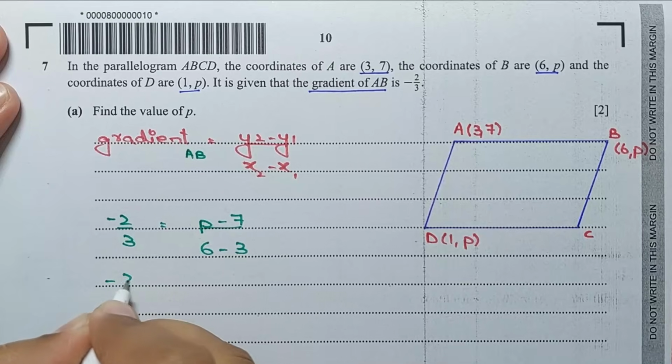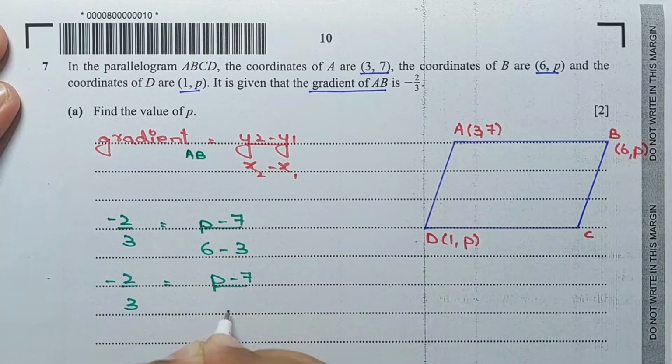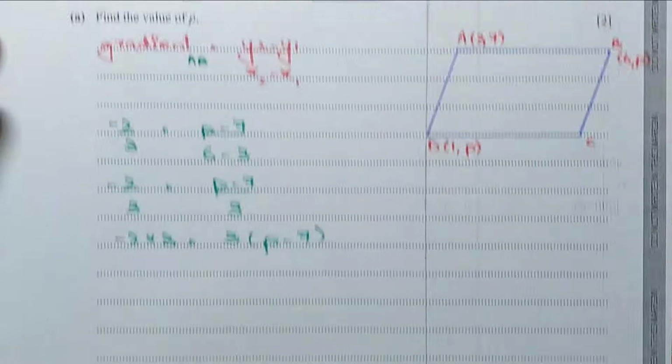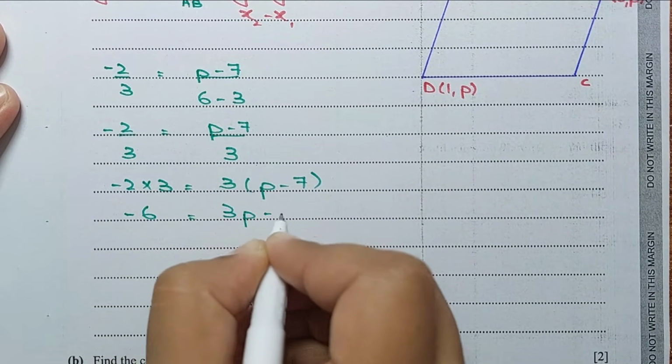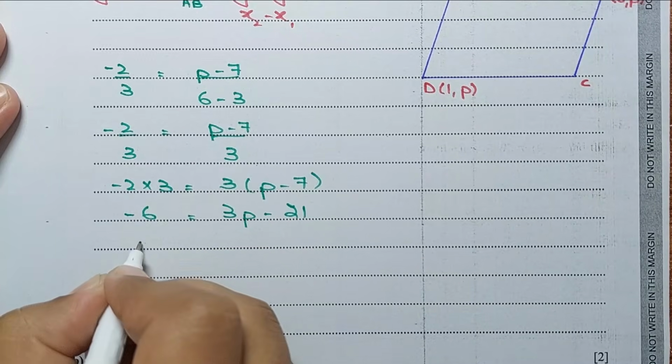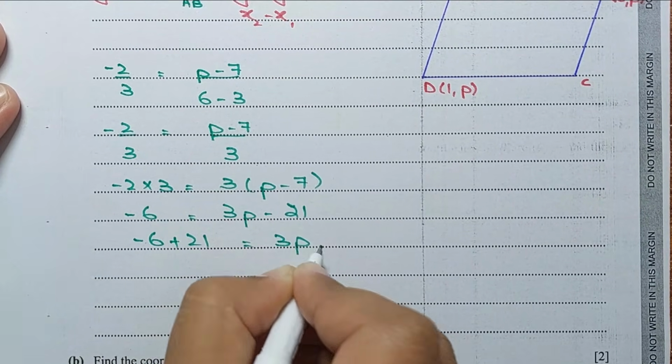Okay, so minus 2 over 3 equals p minus 7 over, from 6 take away 3 is 3. So cross multiply it. Minus 2 into 3 is 3 into p minus 7. So 2 times 3 is 6, minus 6 equals 3p, and 3 times 7 is 21. So minus 6 and plus 21 is 3p.